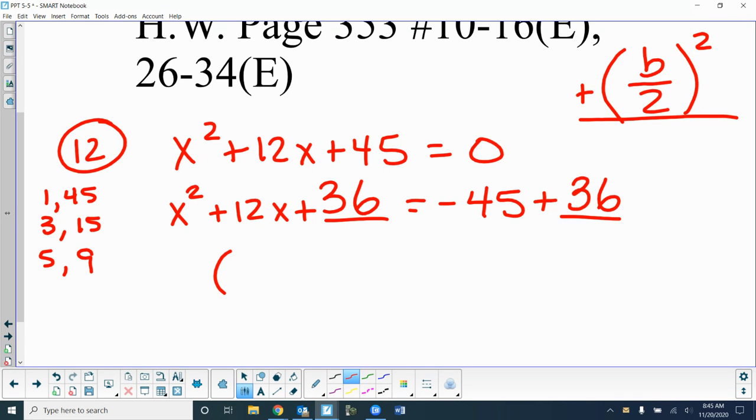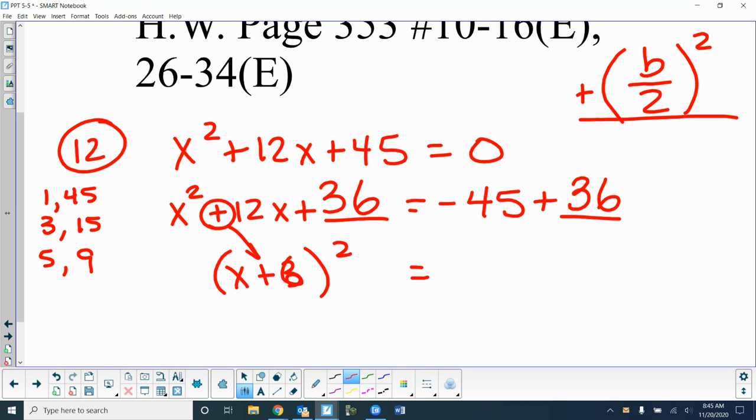Okay, Trent, what goes in my parentheses here? Half of 12? Yeah, it's half of 12 or the square root of 36, either one. Whichever helps you remember. I always say square root of the first and the third. They're always going to be perfect squares. It's always this symbol that goes there.